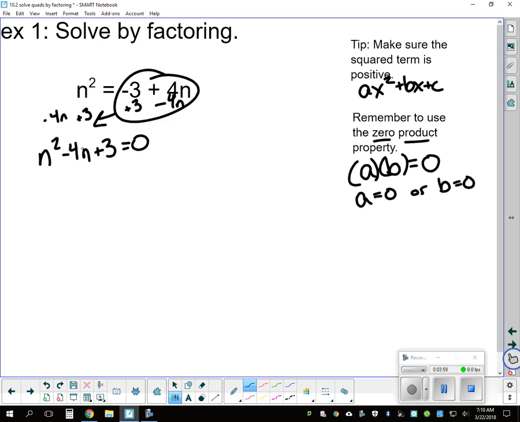So then we decide there are 3 terms. 3 terms get factored by AC method. AC here is 3. 1 times 3 is 3. So we have to find 2 numbers that will multiply to 3 that add to your B, which is negative 4.